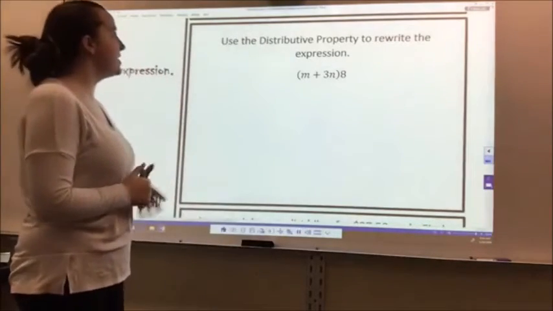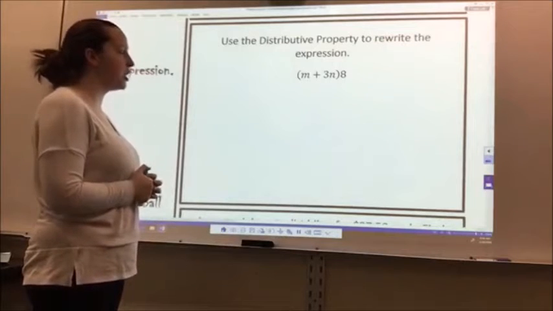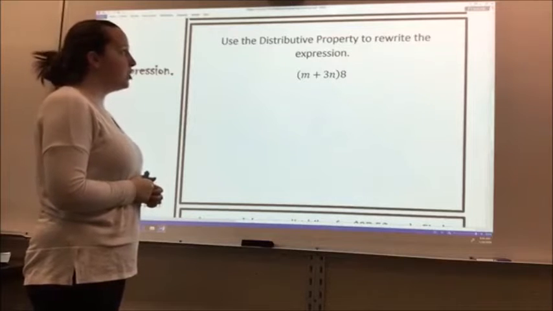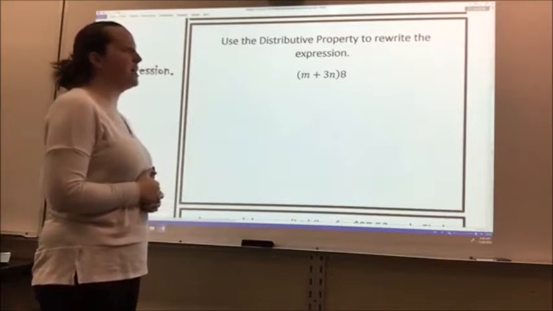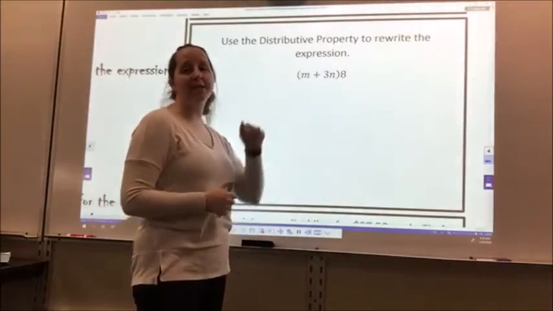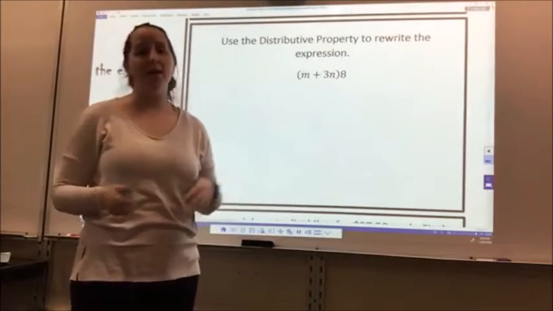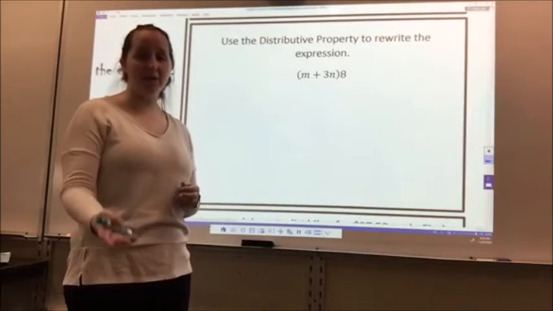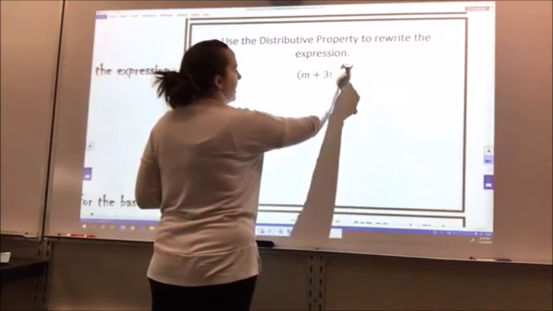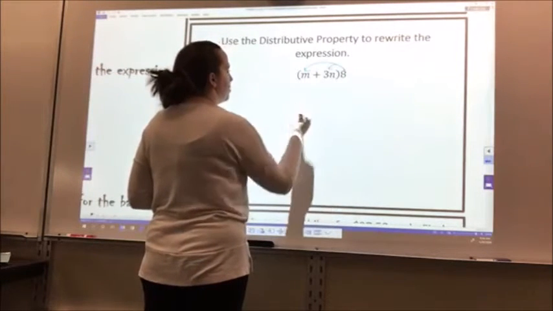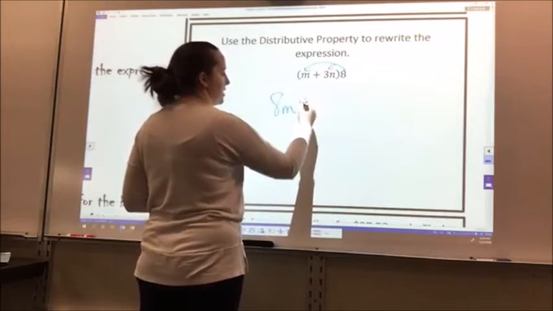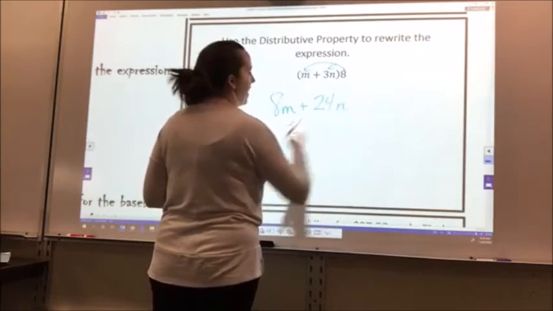All right, my second one says use the distributive property to rewrite the expression m plus 3n times 8. Notice that my 8 is on the right side of my parentheses. It doesn't really matter if it's on the left or the right. You're going to do the same exact thing. Whatever's right on the outside of the parentheses, you're distributing to the inside. So I'm going to take 8 and distribute it to the m and to the 3n. 8 times m gives me 8m. 8 times 3 gives me 24, and then the n tags along.